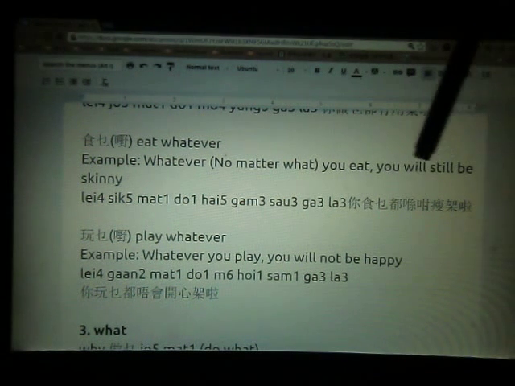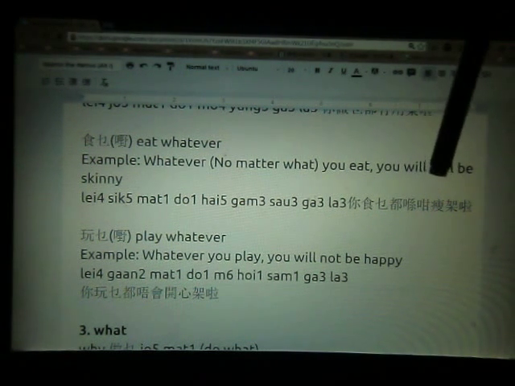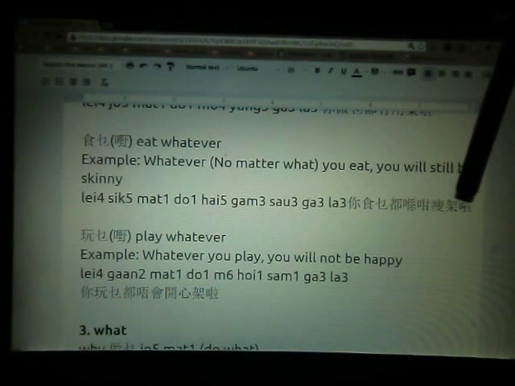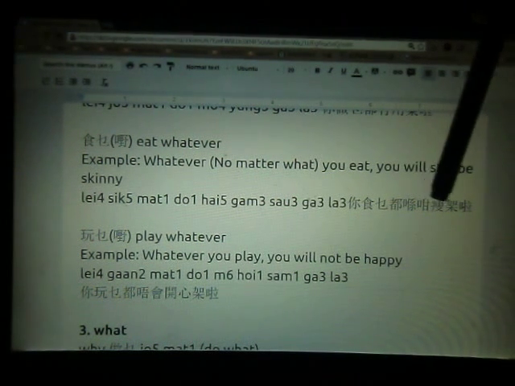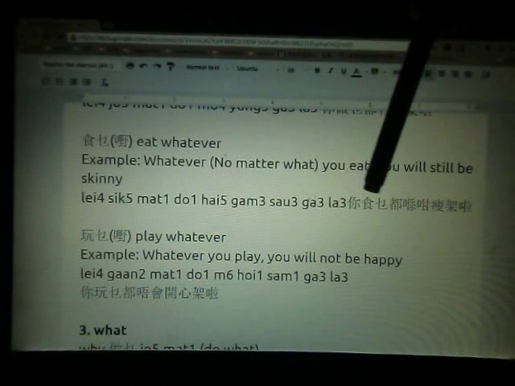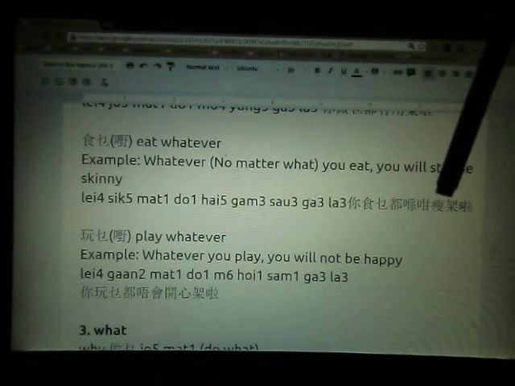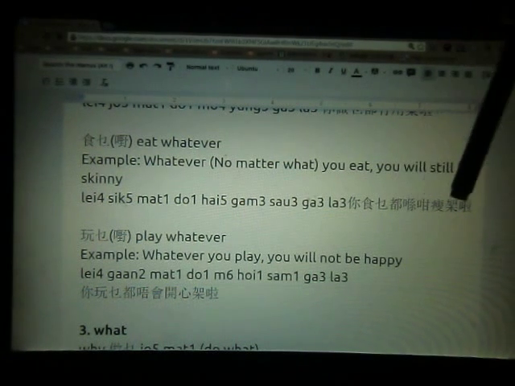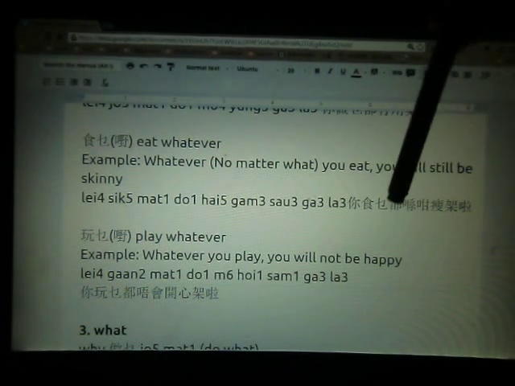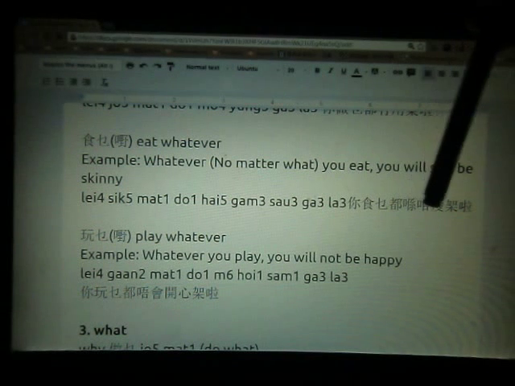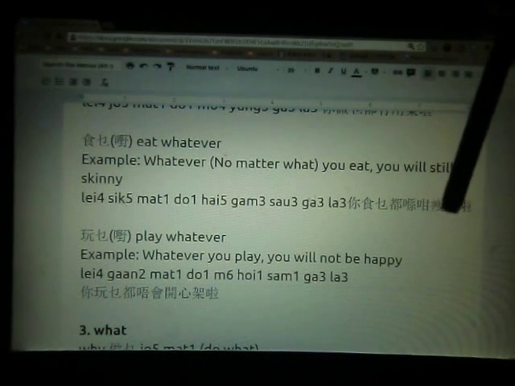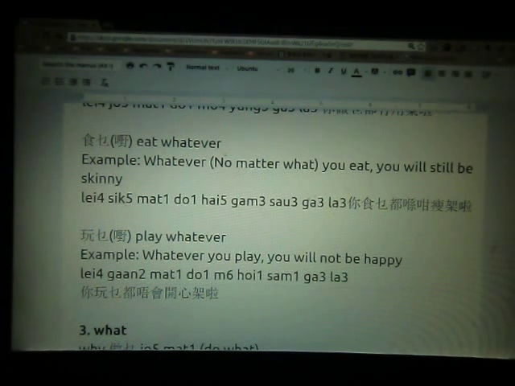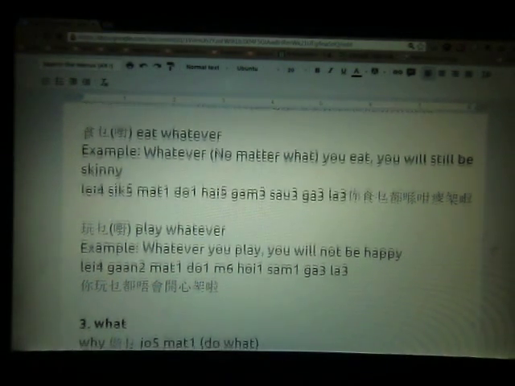係 being 咁瘦㗎啦, 咁瘦 like this skinny. 你食乜嘢都係咁瘦㗎啦. You eat whatever, you will all inclusively be 係 like this skinny. 你食乜嘢都係咁瘦㗎啦. Or how about play?